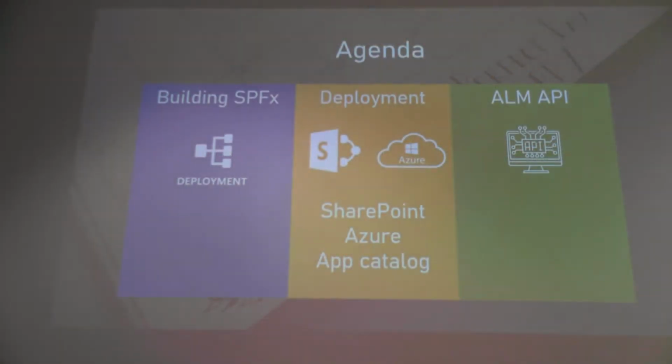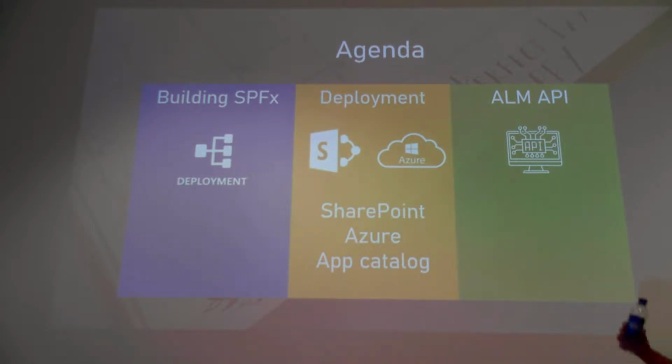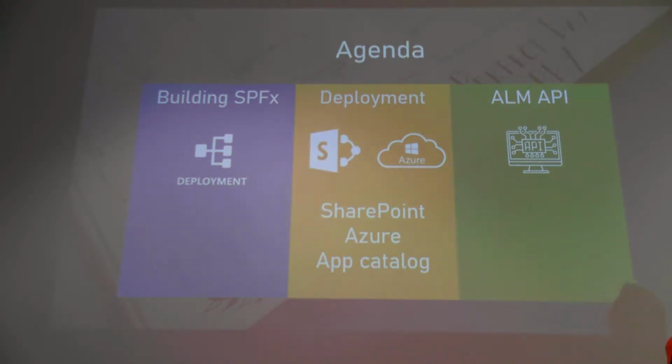So the agenda. First of all, I'm going to explain a little bit about deployment itself, how to package, how to bundle everything in SharePoint Framework. Next, I'm going to explain where to host it, because you have written some code, you have to place it somewhere. You can do it in SharePoint, you can do it in Azure, in the app catalog. I'll explain that to you. And then the application lifecycle management API, the most important thing, let's say.